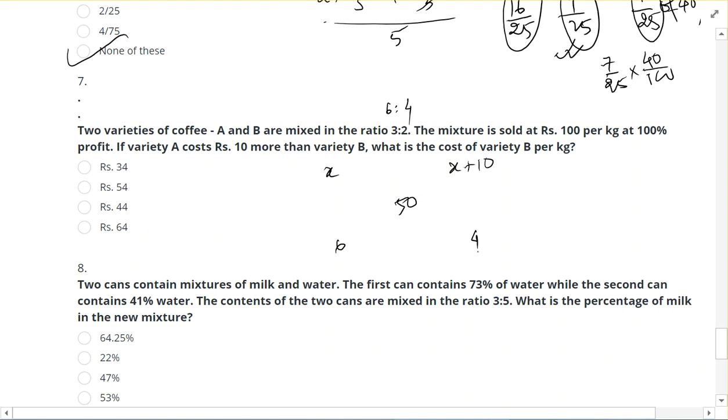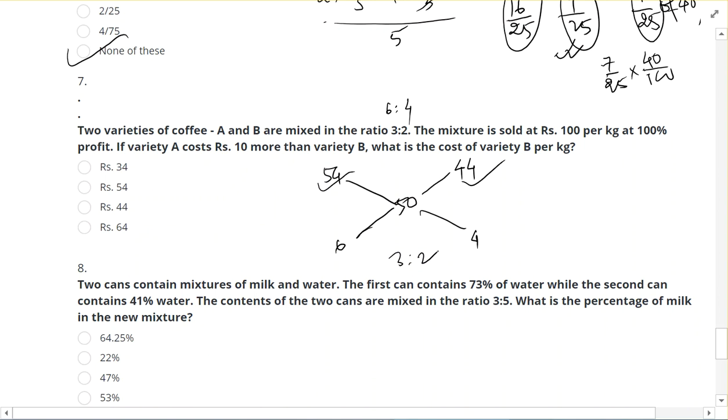Variety A costs 10 more than variety B. So it is not x plus 10, it is x minus 10. Okay. So 50 minus 6 will be 44 and 50 plus 4 will be 54. So 54 and 44 are the prices. You can see 54 minus 50, that is 4, and 50 minus 44, that is 6. So 6:4, that is 3:2, is the ratio.